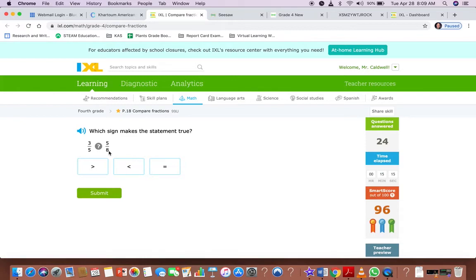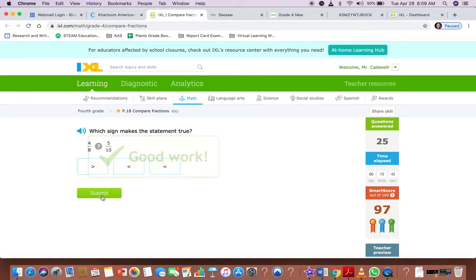All right, so 8 times 5 would be 40. 5 times 5 would be 25. No, 8 times 3, 24. This one's 24, and this one is 25. So 25 is bigger. So this one is bigger.